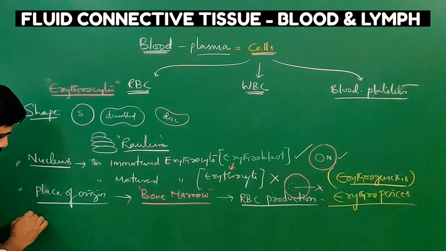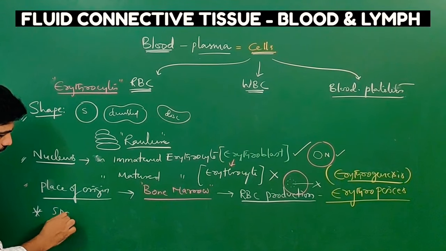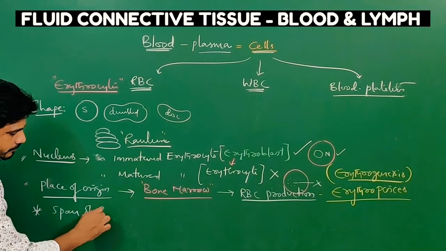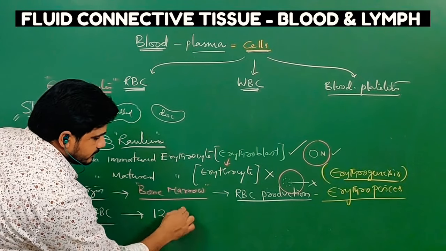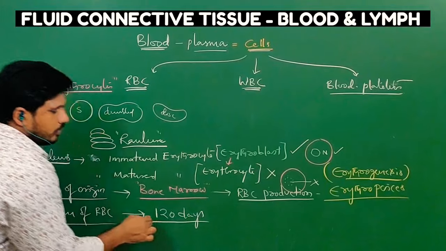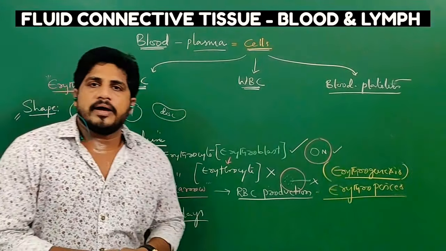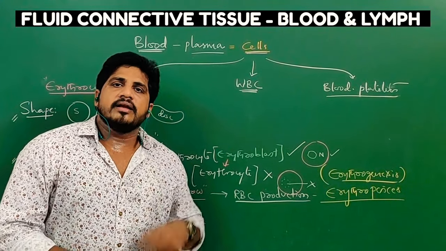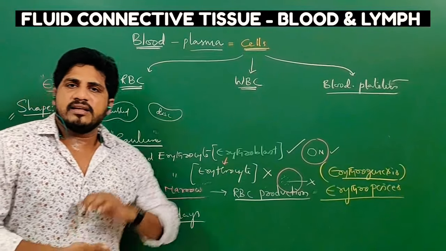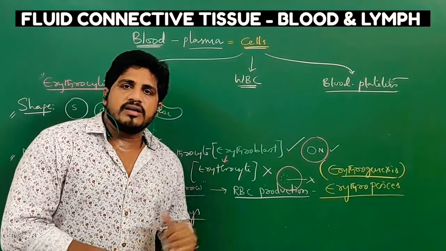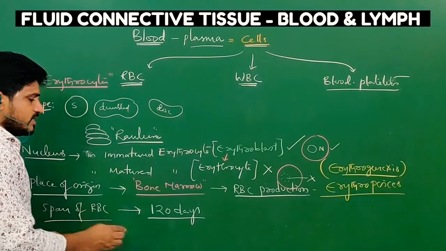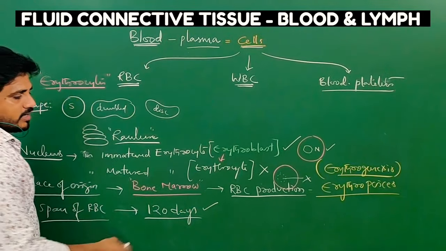Once RBC is produced, what is the span of RBC? If you observe, the span of RBC is 120 days. Once RBC is produced in the bone marrow, it is released into the blood. In blood, RBC lasts about 120 days. So this is considered the span of RBC.